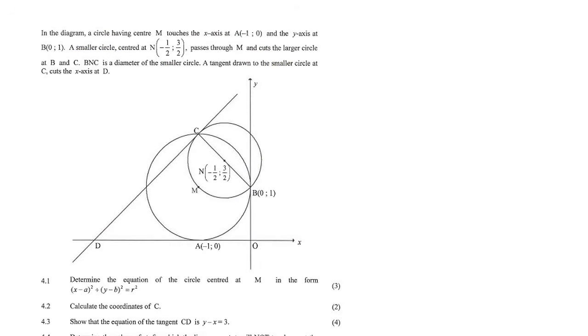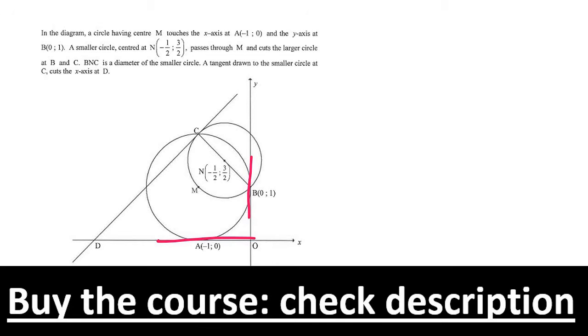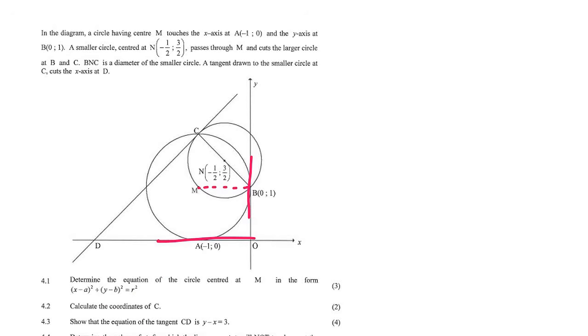Question 4.1 says determine the equation of the circle. Well, when you've got your x-axis and your y-axis as tangents to the bigger circle, as we can see like this, then we can easily know that this length over here is going to be 1, because we can look at A's coordinate. And then if we look at this part here, we can see that the length of that line is 1. So it means that the coordinates of M will be minus 1 and positive 1.